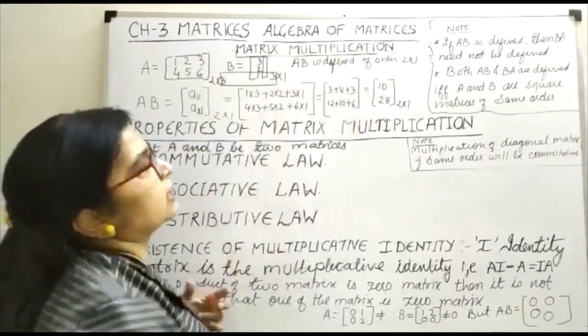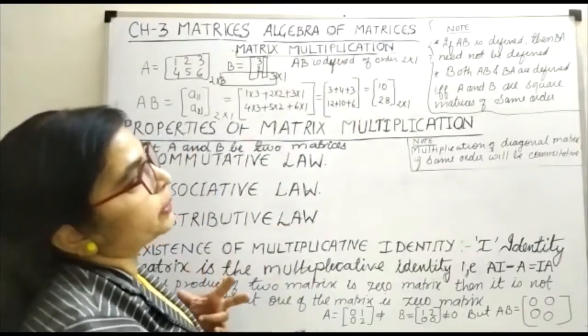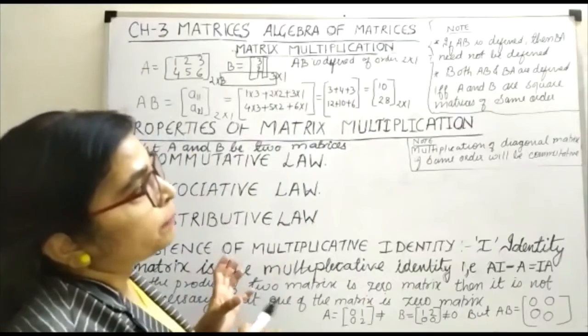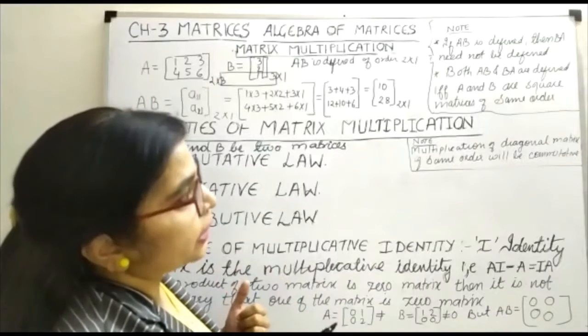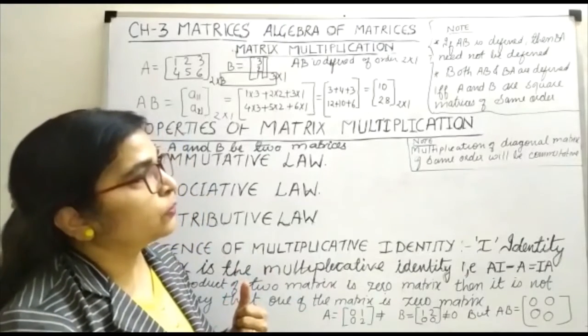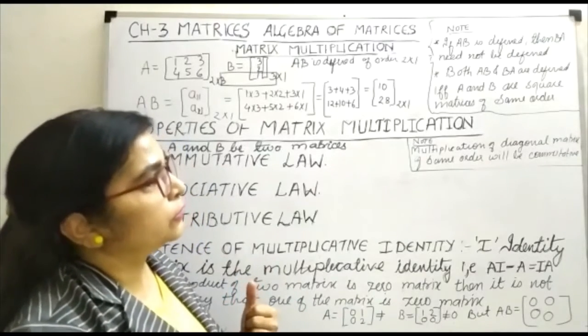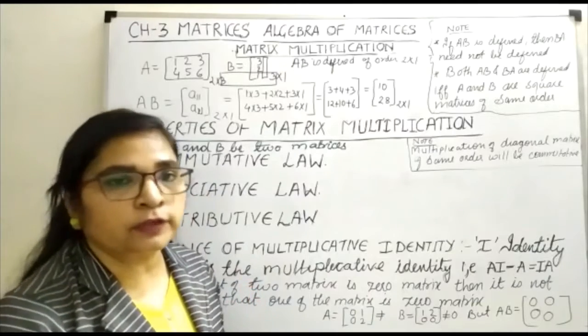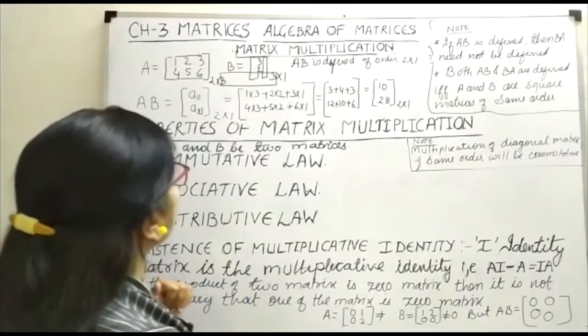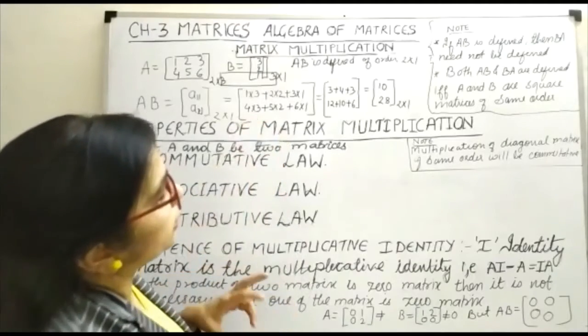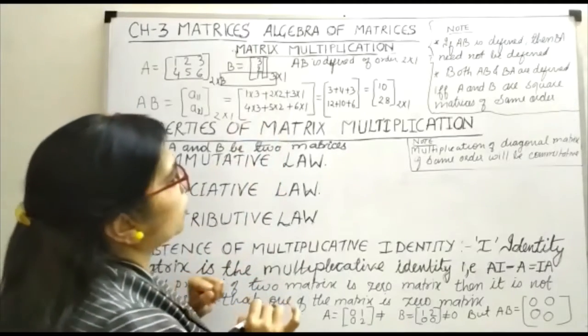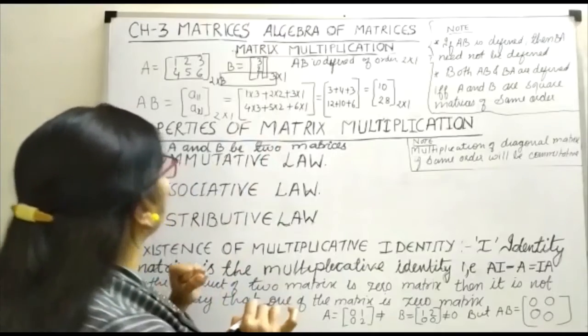Now just please take care of a note. If AB is defined, that does not mean BA needs to be defined. And another thing: both AB and BA are defined if and only if A and B are square matrices of the same order. Moving ahead, let us see the properties of matrix multiplication.